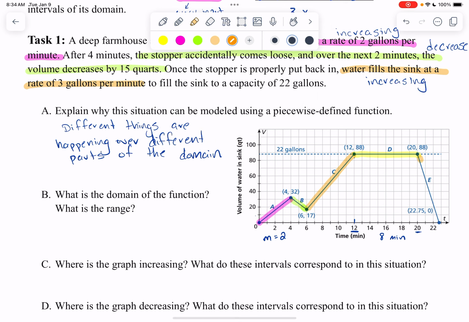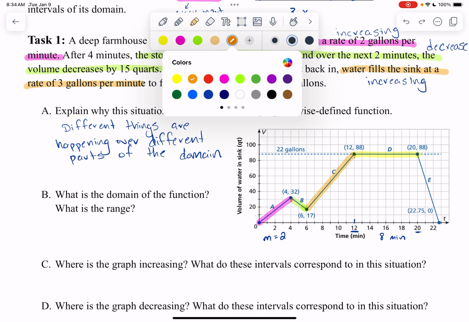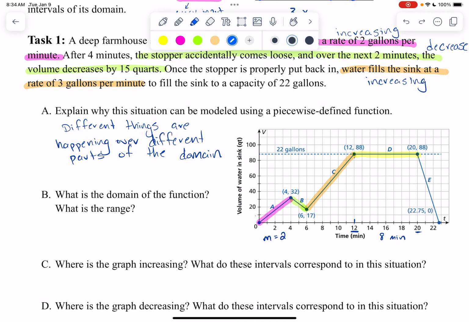And orange. Here we have this last bit. Oh, we already had an orange. Blue. Okay. We have this last bit where it's decreasing, where it looks like we'll be draining the sink. Okay. And again, we can look at the time it takes to drain the sink.